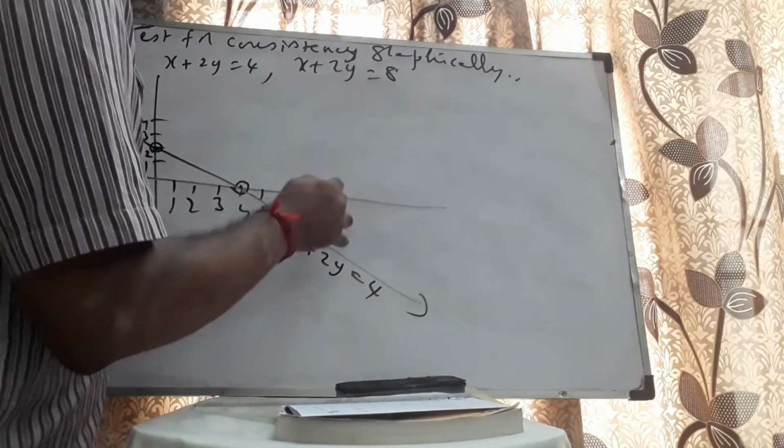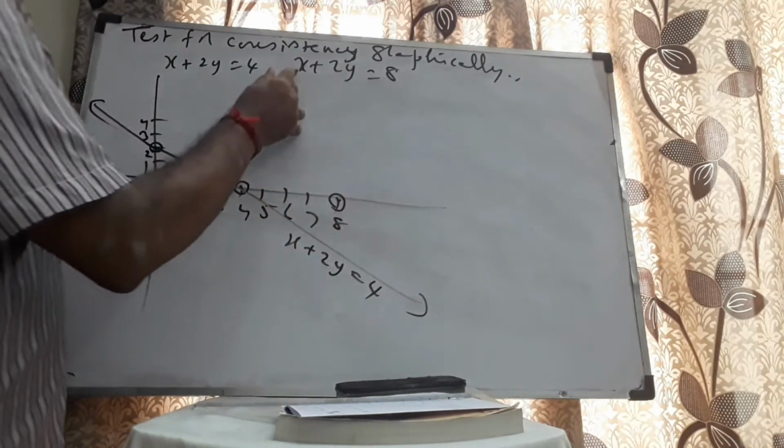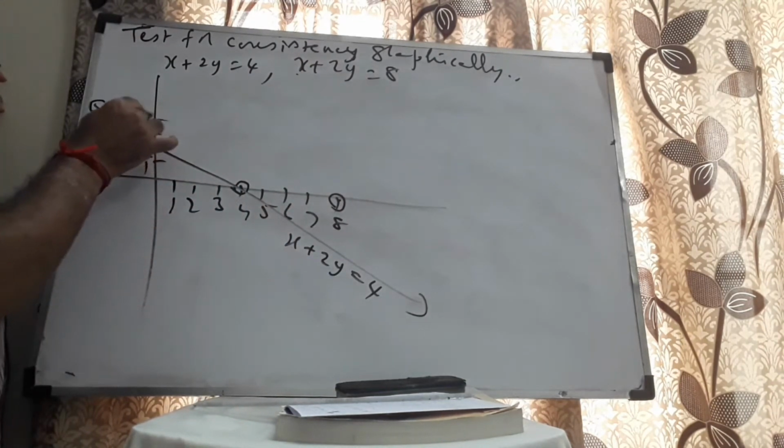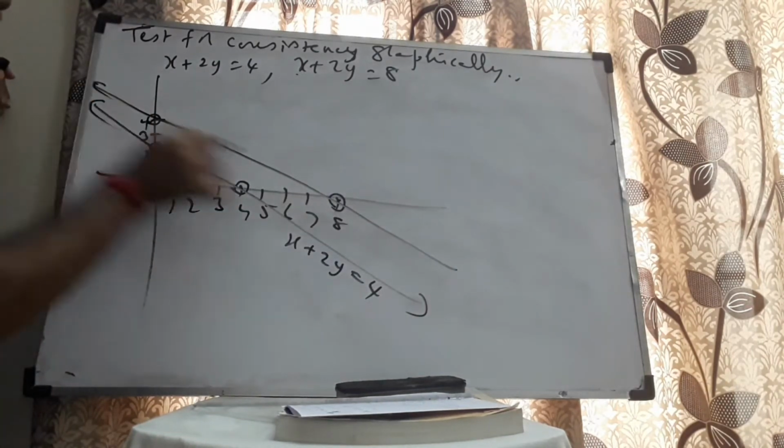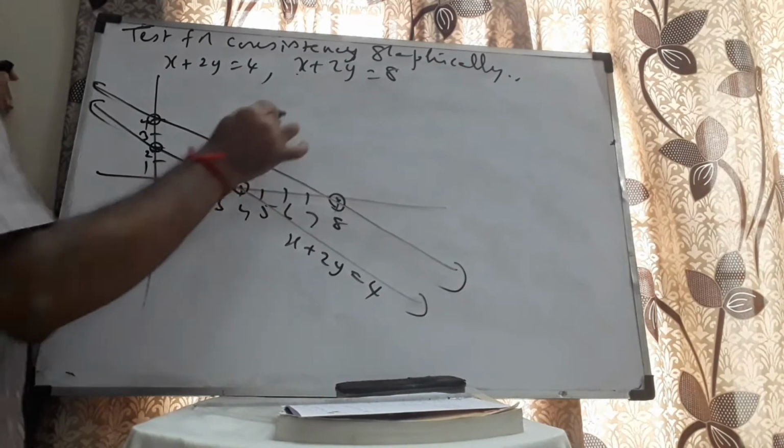Now, y is 0, x is 8. It passes through 8, comma 0. When x is 0, y is 4. It passes through 0, comma 4. Therefore, this is the line anyway. Here you'll be able to observe they both are parallel.